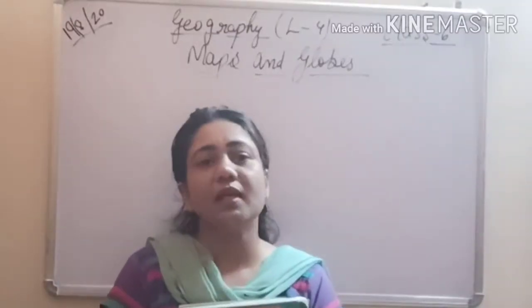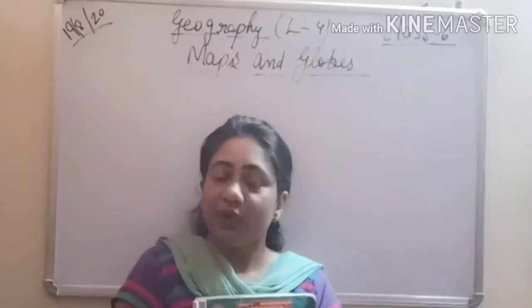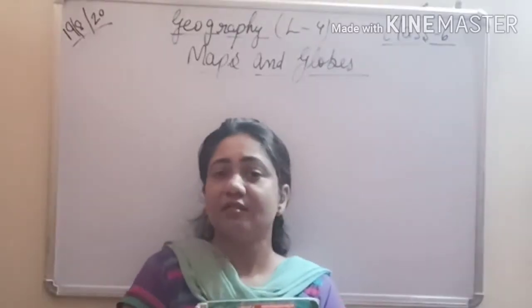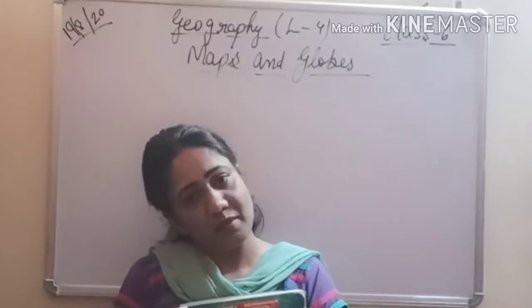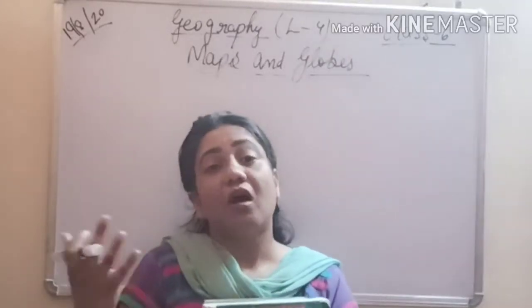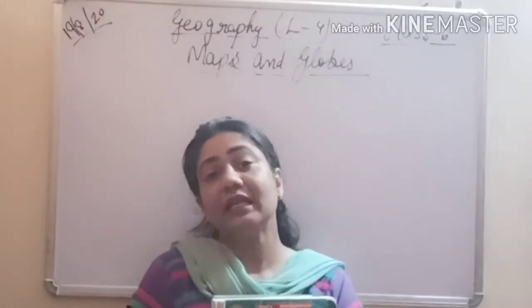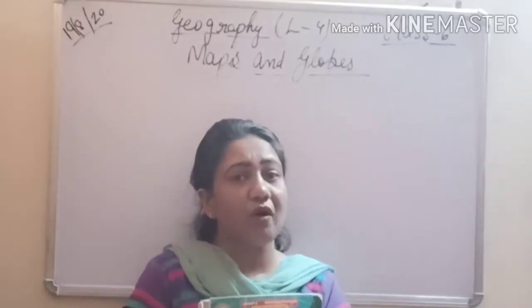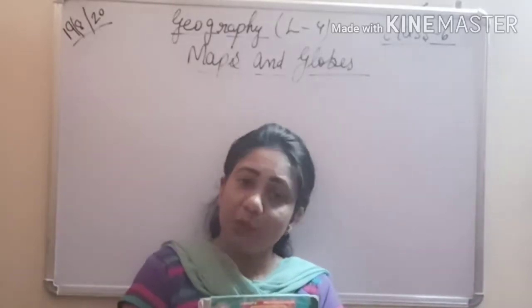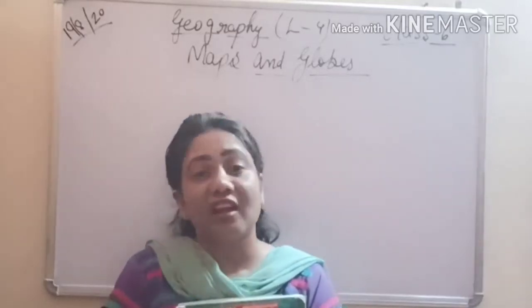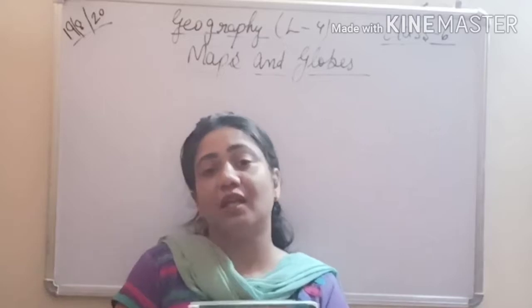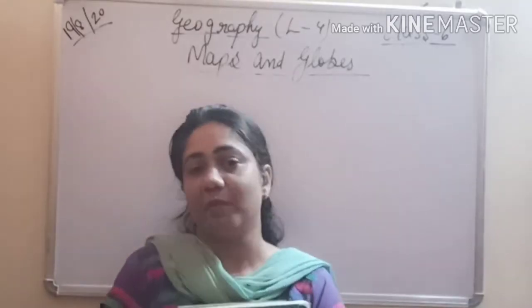So yesterday we have done components of a map in which we have discussed direction, distance, symbols and the ways of representing the scale on a map. We have discussed first of all the statement method, then the fractional method, and in the last the linear scale, or you can say graphic method.